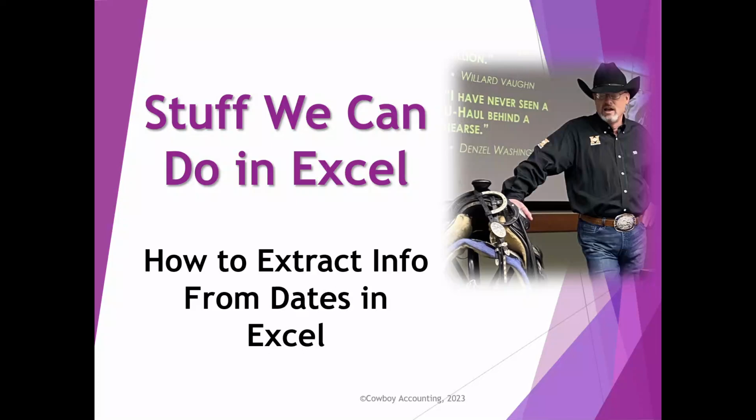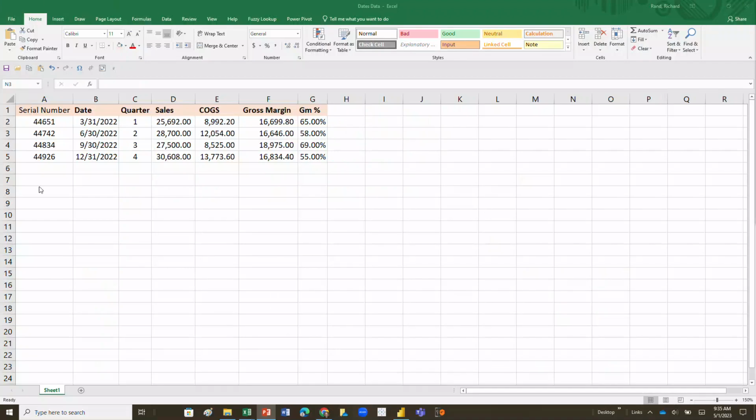I'm Richard, and what we're going to do is look at how we extract information from dates that we find in our Excel files. So here's just a small file. We've got the quarterly sales. Here's the end of each quarter, March 31st, June 30th, September 30th, and December 31st. And we have the serial number that represents each of those dates.